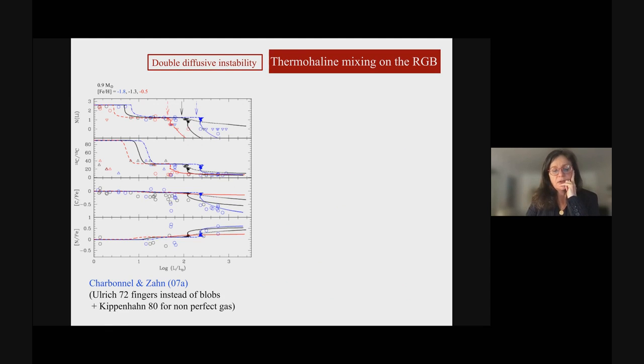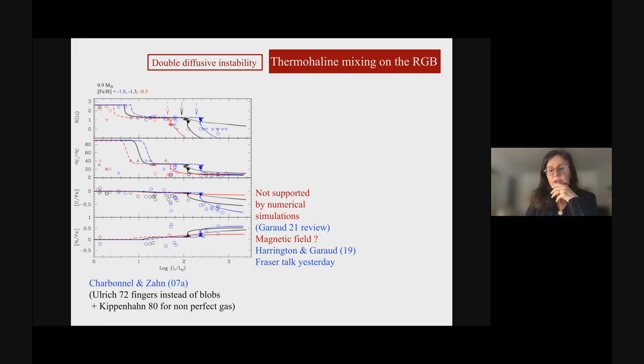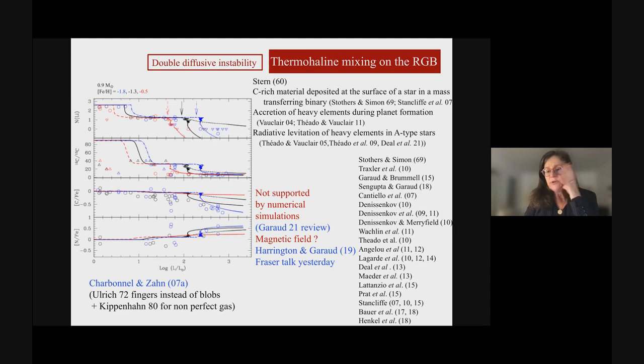We used the Ulrich prescription, and this is what you see here for these three models. So this is the same mass, but you see a different metallicity. And when the stars arrive at the bump, the abundances change. So lithium disappears, carbon isotopic ratio decreases, etc. The problem is that these fingers are not yet supported by numerical simulation. There is a nice review by Pascale Garaud, and now there are some clues that magnetic field might play a role. It's a very interesting topic.